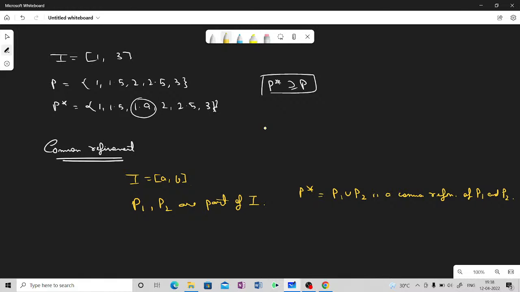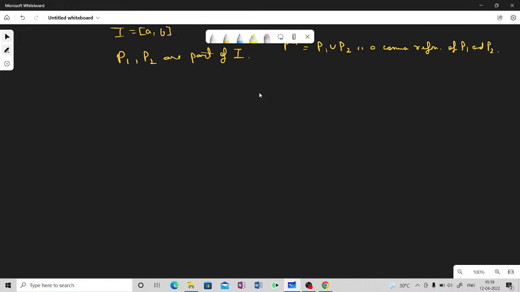Now the concept of partition leads us to something more, which we call the lower and upper sums. Let me give the heading first: lower and upper sums.